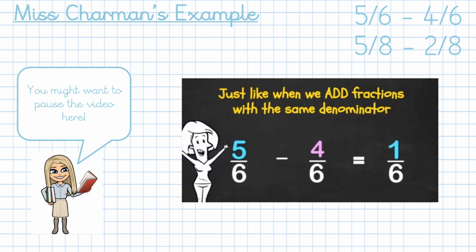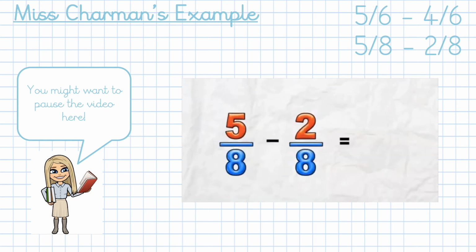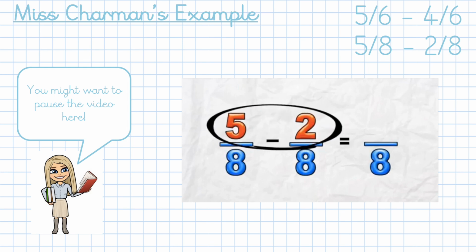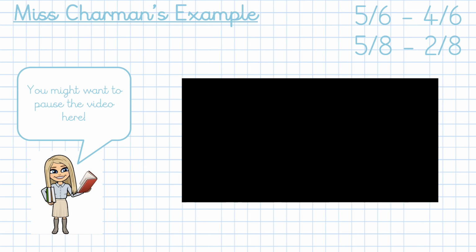We're now going to look at a new example. So 5/8 take away 2/8. Pause the screen for a second and ask yourself, what do you think the answer would be? That's right. The difference between 5 and 2 is 3, which means we've got 3/8 as our answer.